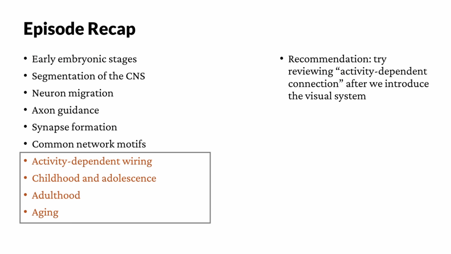In this episode, we have talked about activity-dependent wiring, childhood and adolescence, adulthood, as well as aging. By now, we have covered all the major aspects of the development of the nervous system, as well as its development and changes into our old age.